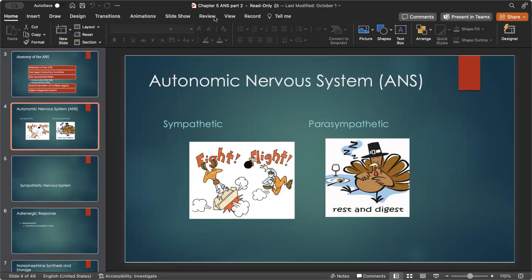One more thing that I wanted to point out that's different between sympathetic and parasympathetic is that with the sympathetic nervous system, you're going to have bronchospasms or constriction of the lungs, right?